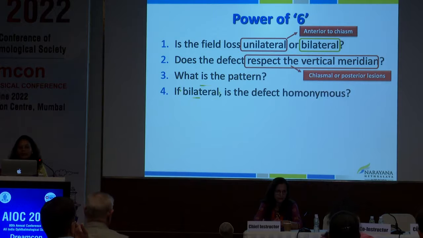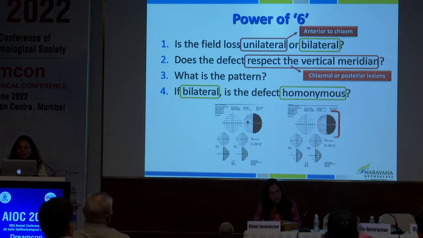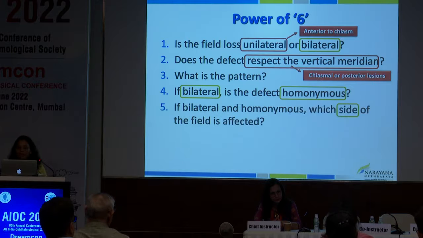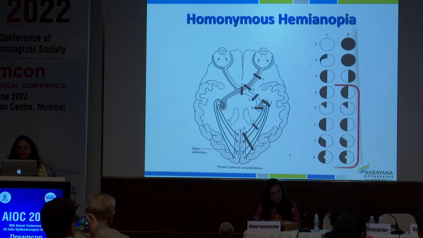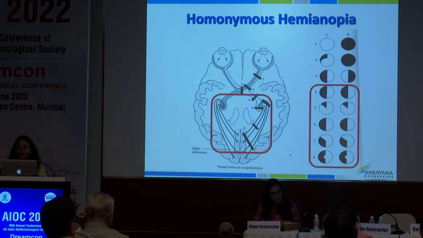So once you know the pattern, you need to look whether the defect is bilateral or not. If it is bilateral, then is it homonymous? Now what do you mean by homonymous? This is a temporal field of one eye and the nasal field of the other eye. Because if that is present, we are looking at posterior chiasmal lesions. And then comes, if it is so, which side it is, because it's always to the opposite side of the field defect. Now look at these lesions where you can see these are homonymous lesions, which are all, if you notice, lesions from 4 to 8.